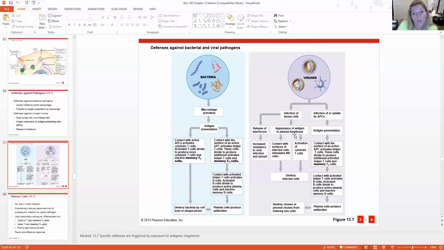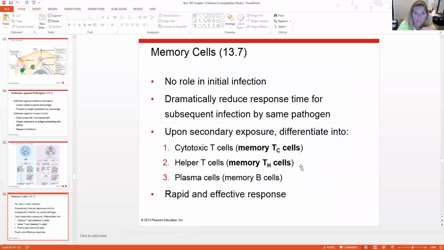Those tissue cells are going to throw up their antigen on their plasma membrane, just like the macrophages did. And overall, T cells and B cells will come in and destroy that cell also. All infected cells by viruses are destroyed.